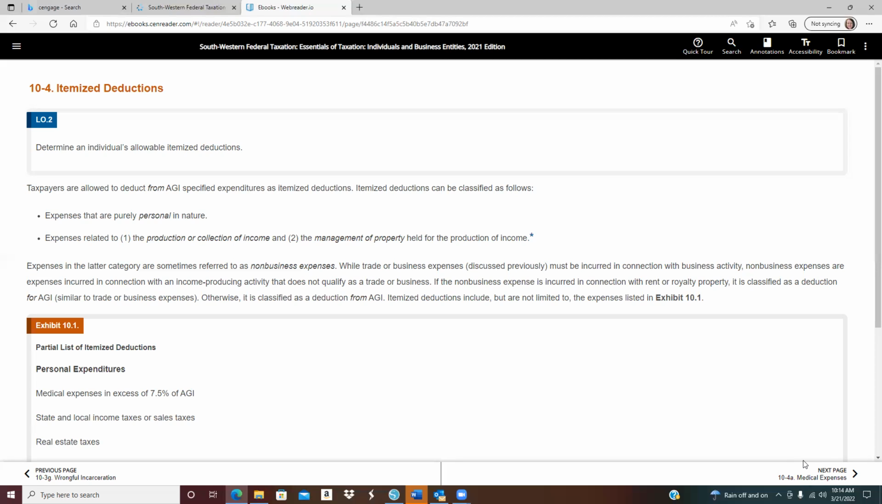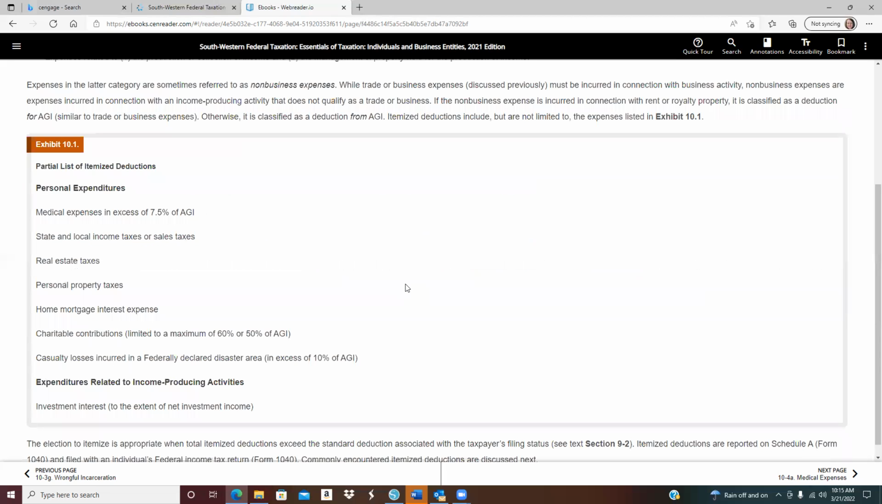Okay, now we're going to talk about some deductions. All right, so taxpayers are allowed to deduct from their adjusted gross income. Okay, and these are specific expenditures. So let's talk about some of these deductions and how they can be classified. We have expenses that are purely production or collection of income, and the management of property held for the production of income. Okay, so right here, this exhibit is a partial list of itemized deductions.